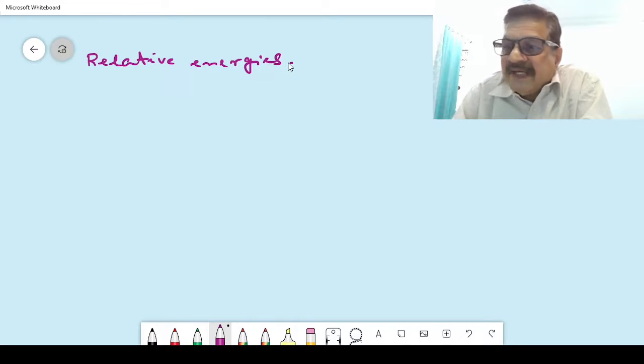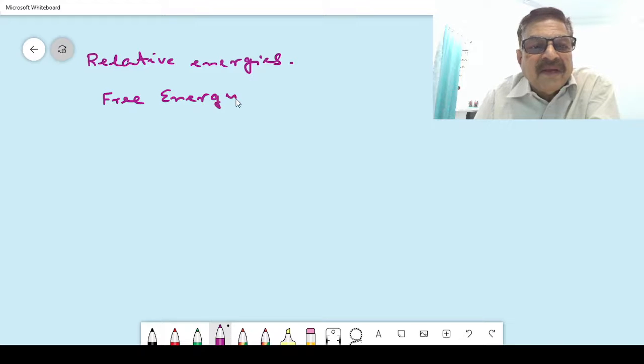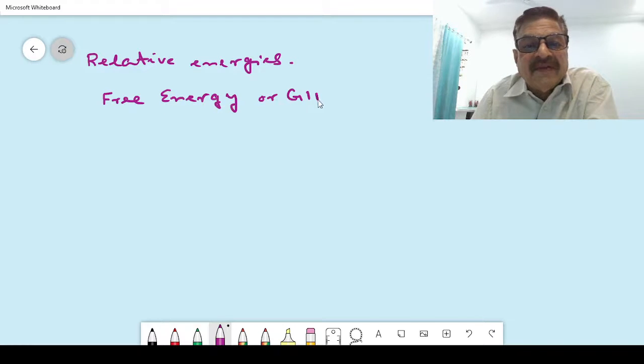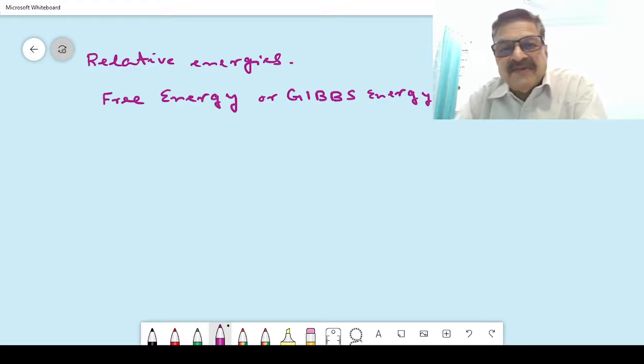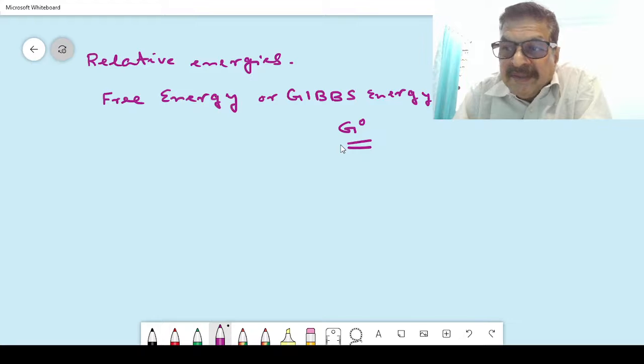Now, there is a concept called free energy. Free energy, or we can say Gibbs free energy, because this is due to a scientist by name Gibbs. Now let us examine what the free energy is. This is written by G. We have seen that the position of the equilibrium is determined by the relative energies. We are coming to this concept of the free energy of the reactants and the products here.